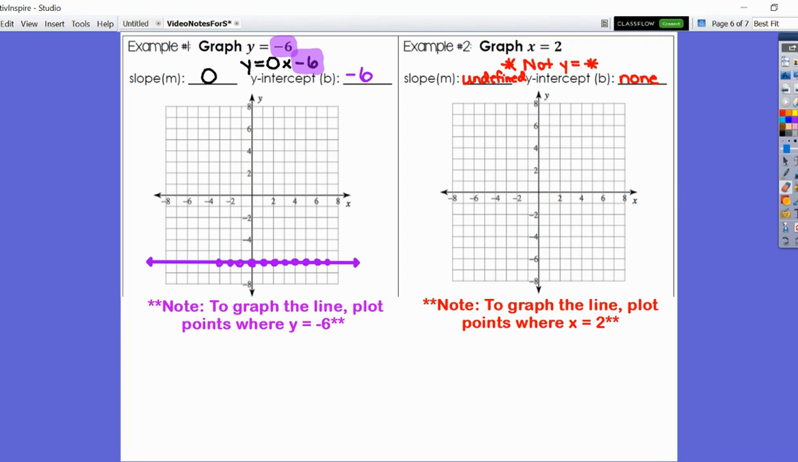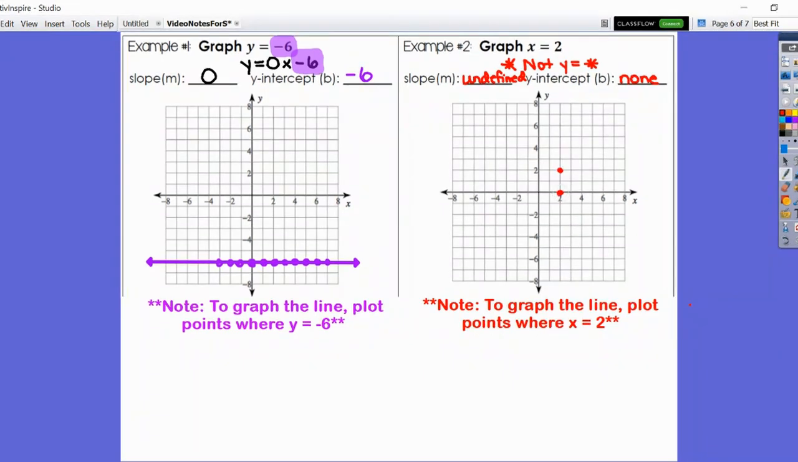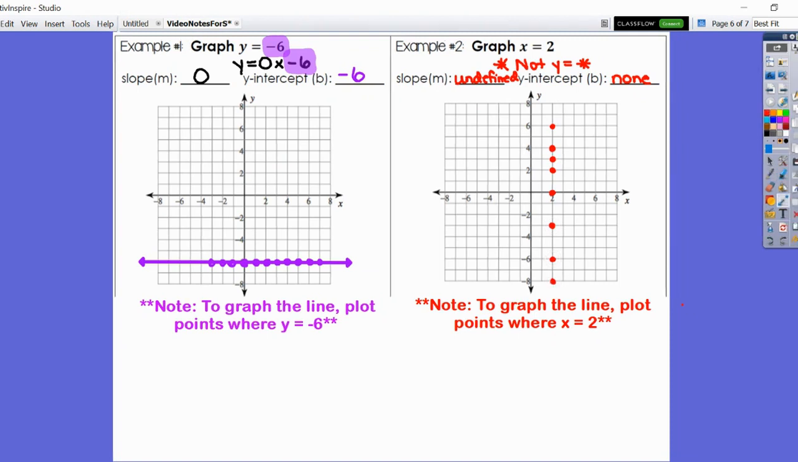So right away, I find where x is 2 on my graph, and I plot some points that would have 2 as an x value. I notice that it's making this vertical line here. I could keep going with my points or start drawing my vertically straight line here as the final graph of this equation.